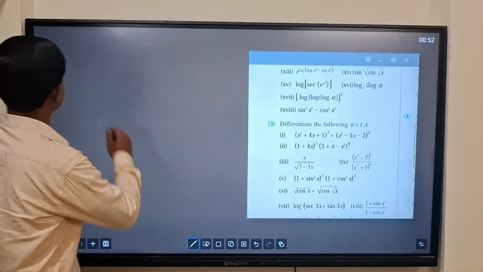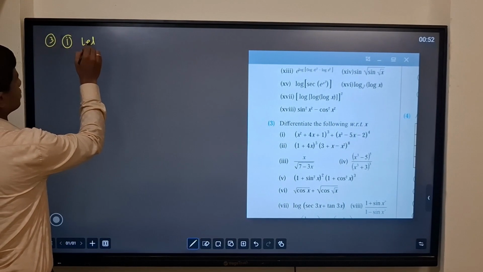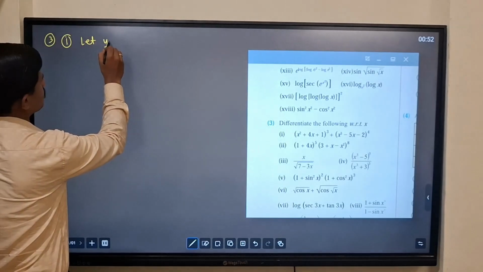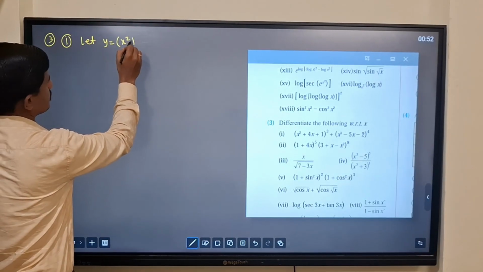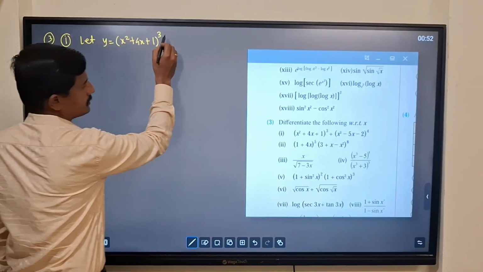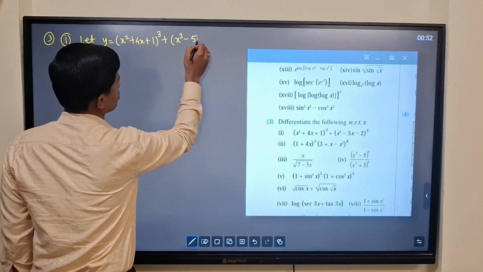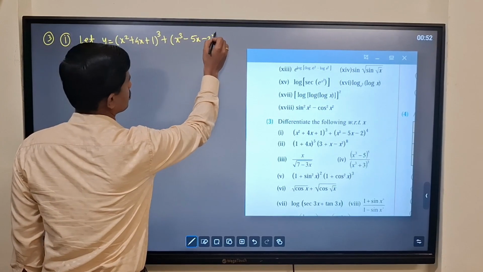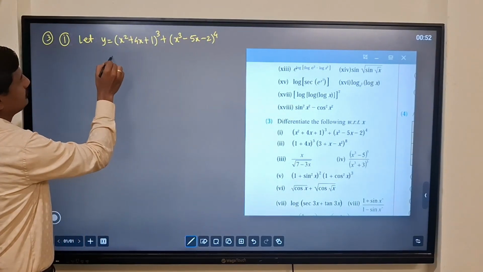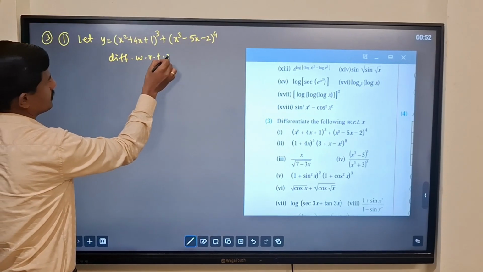Question number 3. First question. Let y equal to (x² + 4x + 1)³ + (x³ − 5x − 2)⁴. Differentiate with respect to x.